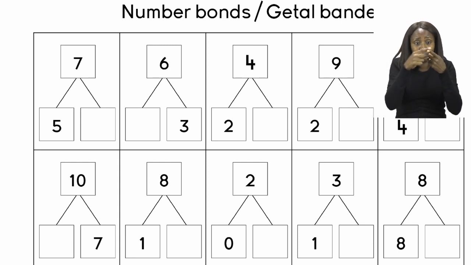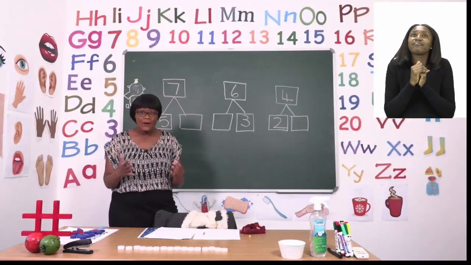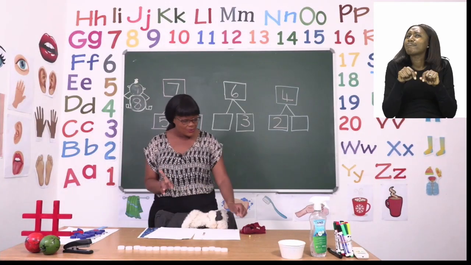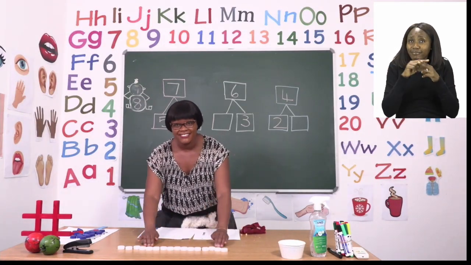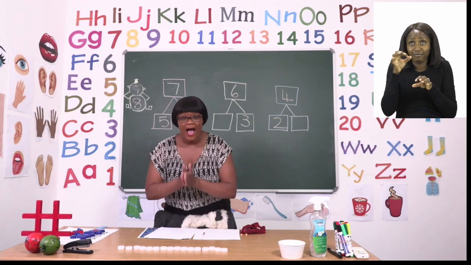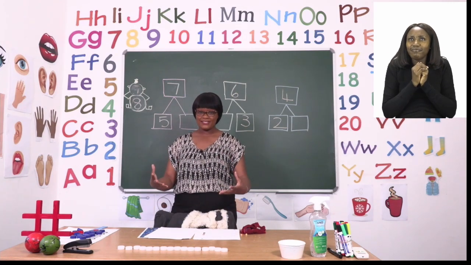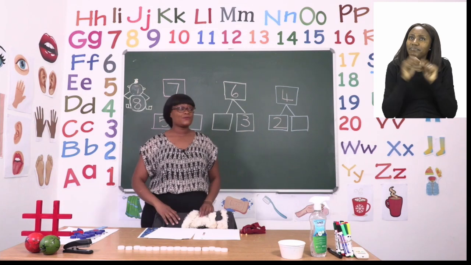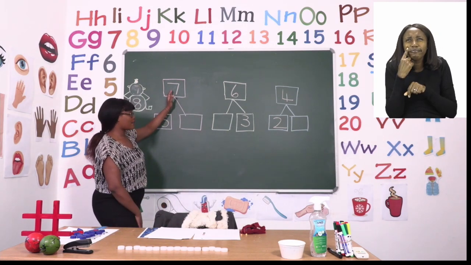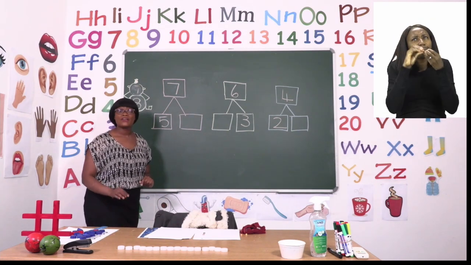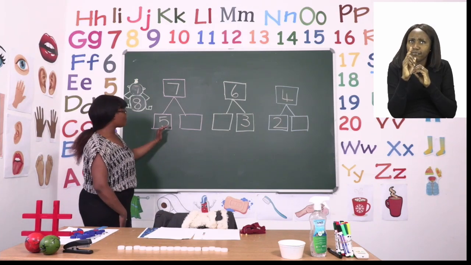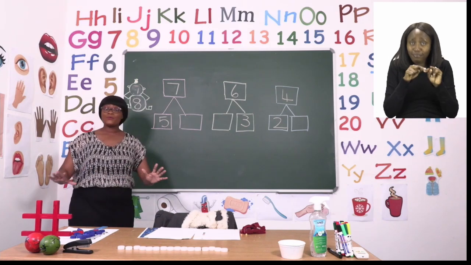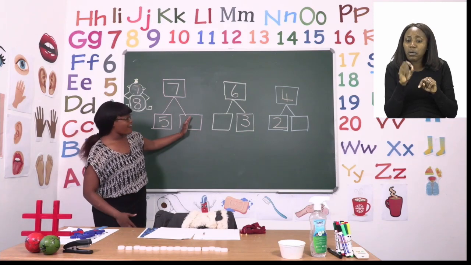Let's take a look. Now, how we're going to do this one is by using our counters. So, our counters are going to help us. What we're going to do is first take a look at the top numbers, and then we're going to take away the bottom numbers. Whatever we are left with is the answer.